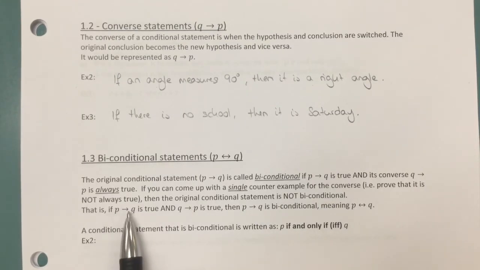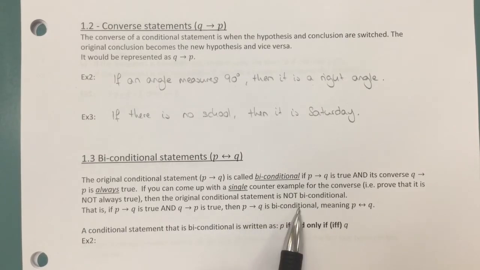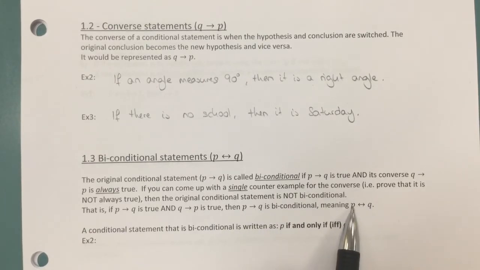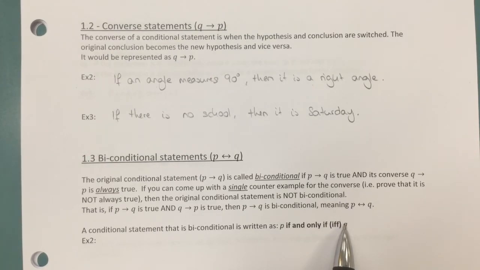So if P to Q is true and Q to P is also true always, then P to Q is biconditional, which means we can write it as P with arrows pointing in both directions to Q. So P to Q as well as Q to P. And if that's the case, we write that statement in the following way: P if and only if, or short IFF, Q. And remember that P is your original hypothesis and Q is your original conclusion.